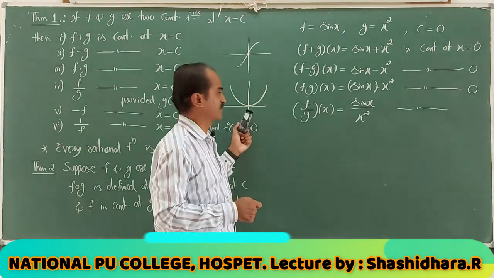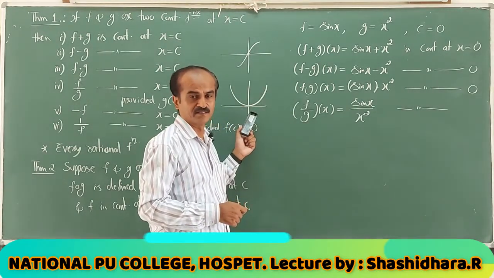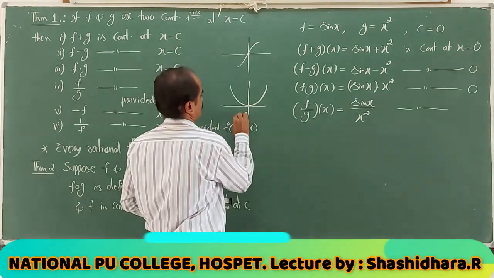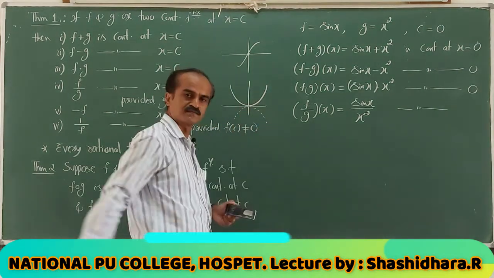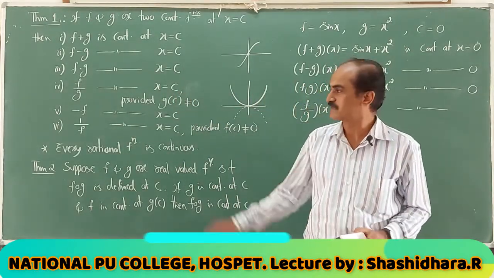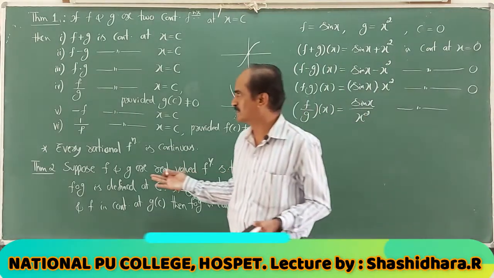This is y equal to x square, isn't it? You write the graph of y equal to minus x square. How will it be? It will be like this, minus of x square. It is also continuous. That is what the property says. How are we able to get it?